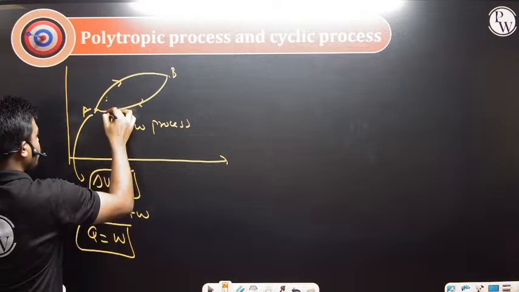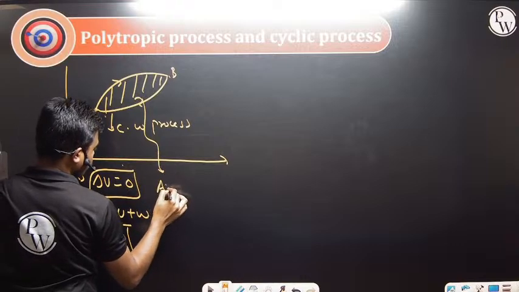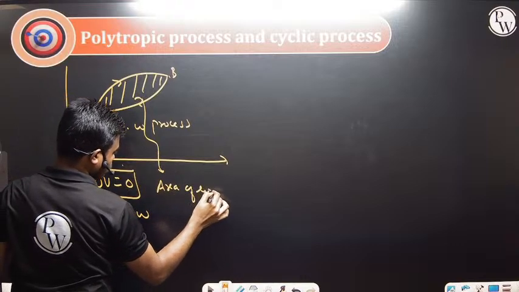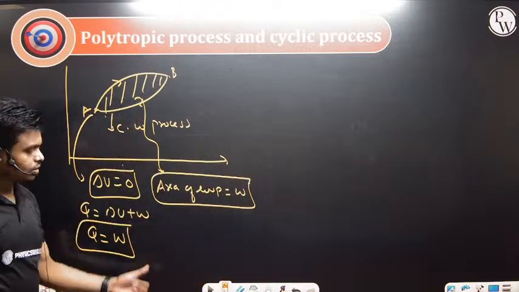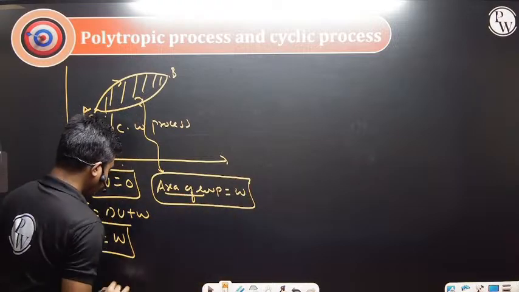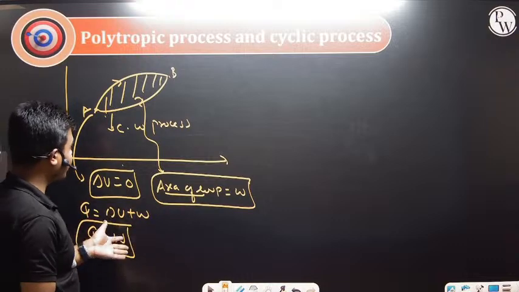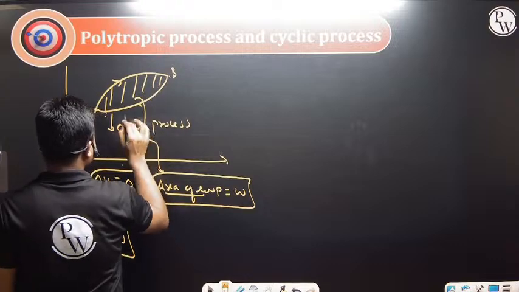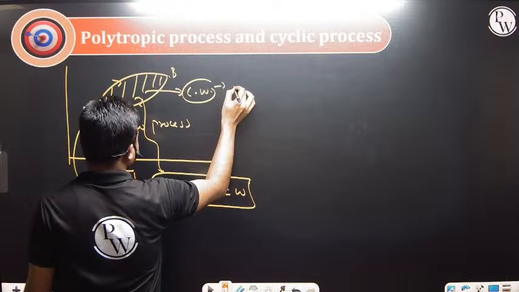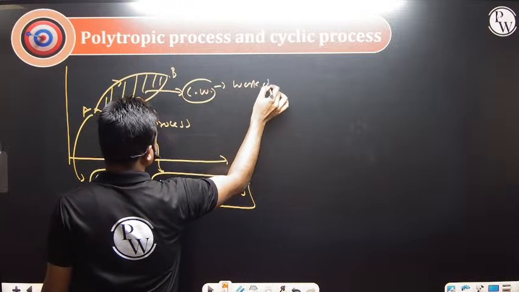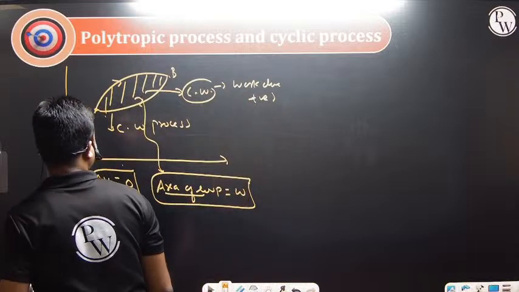What is W? W is the area of this loop. So the area of the loop will give us the work done, and this work done will also be equal to the total heat we are supplying. If this loop is clockwise, remember this, we have to take work done as positive.